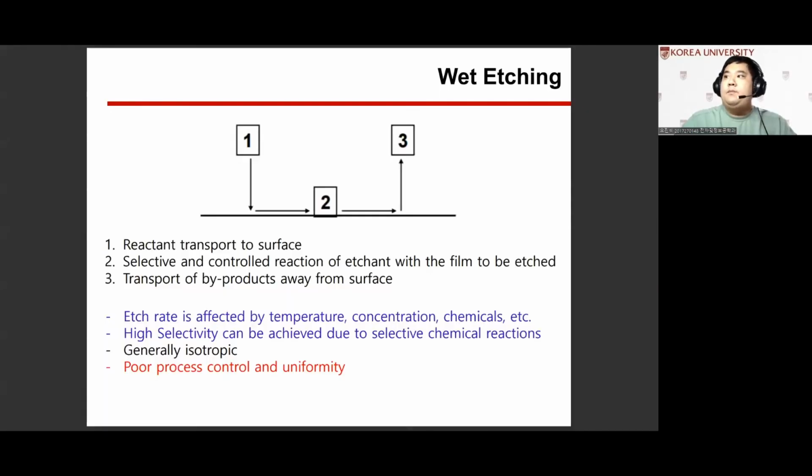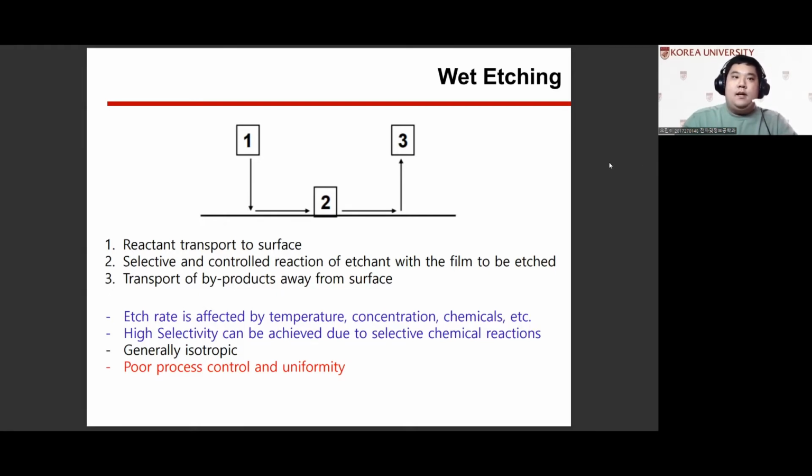Okay, let's move on to the wet etching process. The wet etching process has three steps: apply the etchant to the surface, use the chemical to etch, and finally remove the byproducts from the surface. Not only wet etching, but also dry etching processes have these three steps.